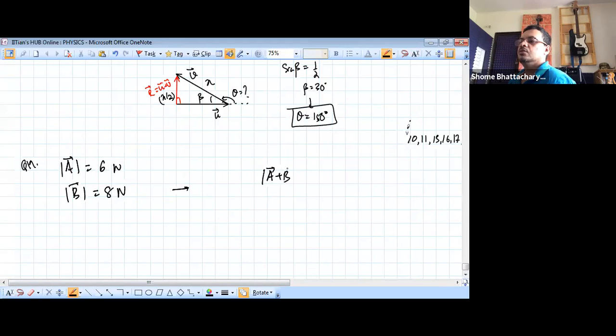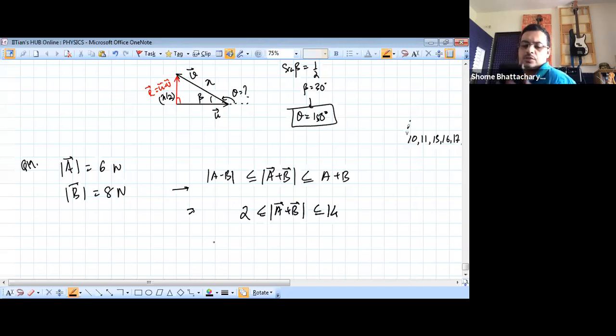By the triangle inequality, the resultant cannot exceed A plus B and cannot be less than the difference of A and B. So in this case, whatever the angle between A and B, in no circumstances can it be greater than 14, and in no circumstances can it be less than 2. So from this you can see the options.